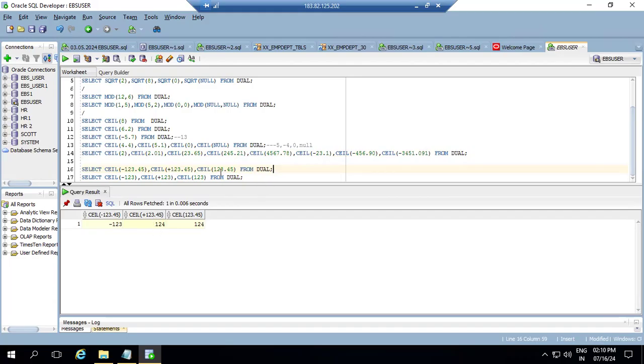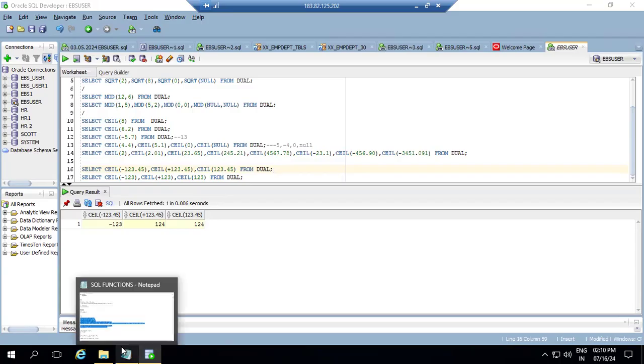So same way, when you're not using any symbols over here, whether it is addition or subtraction, minus or plus, obviously it is considering 1 and it is giving the output like 124 over here. So ceil is adding 1 value, but it is not checking the decimal over there, right? So coming into the next function here.